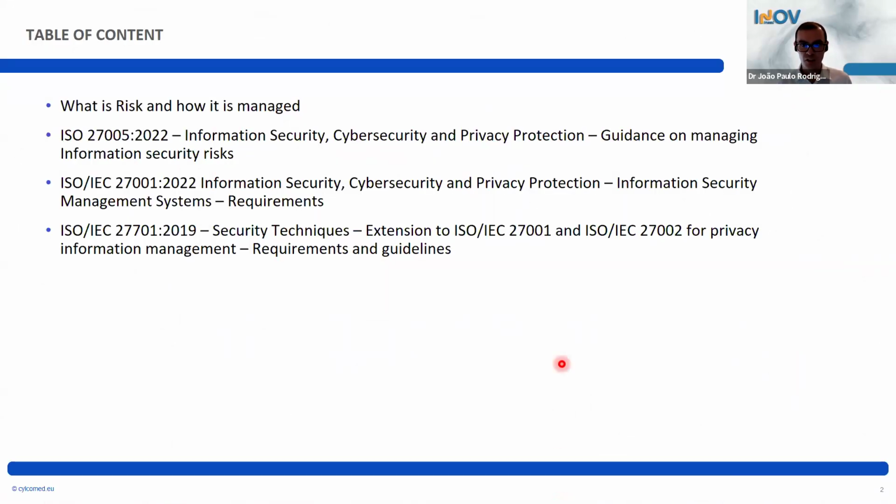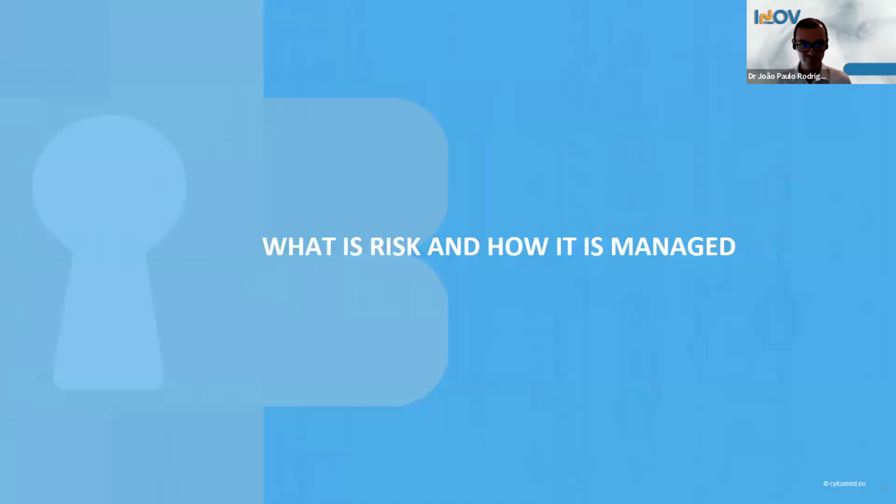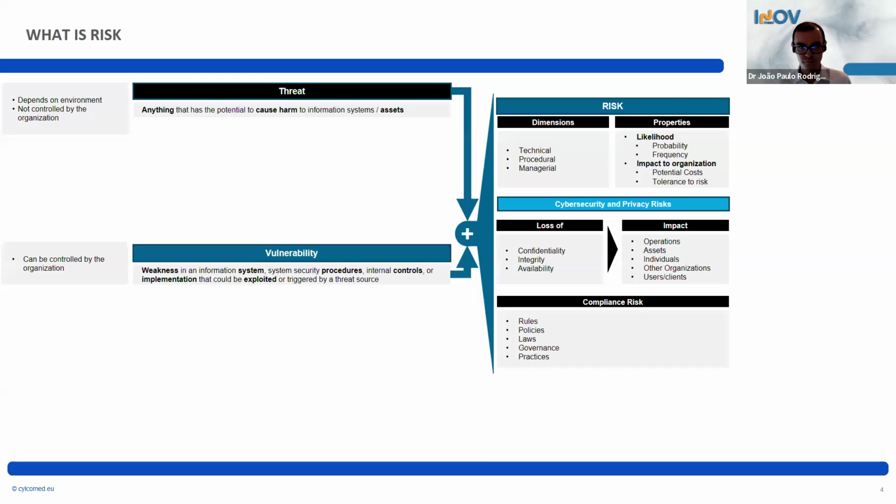So we will see what risk is, how it is managed, and then go through the standards 27005, 27001, 27701. Okay, so what is risk and how it is managed? First, we have to explain two concepts. We need to explain what a threat is and what a vulnerability is.